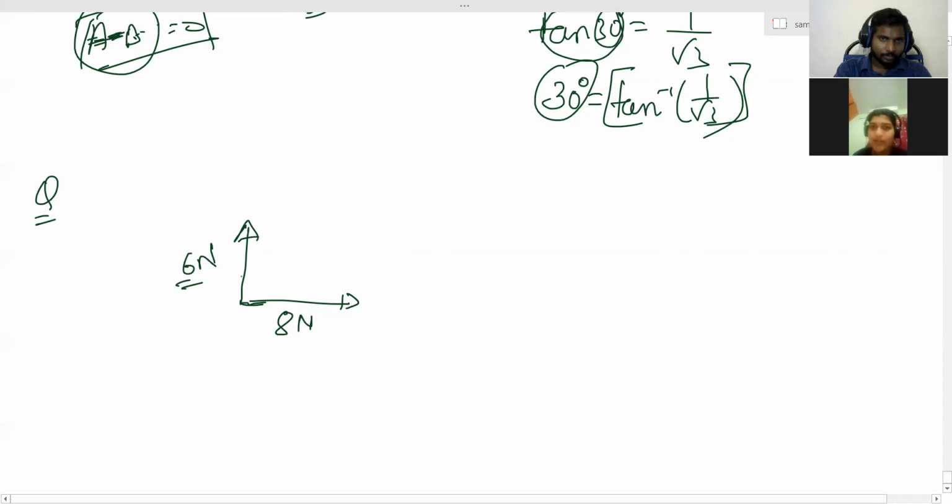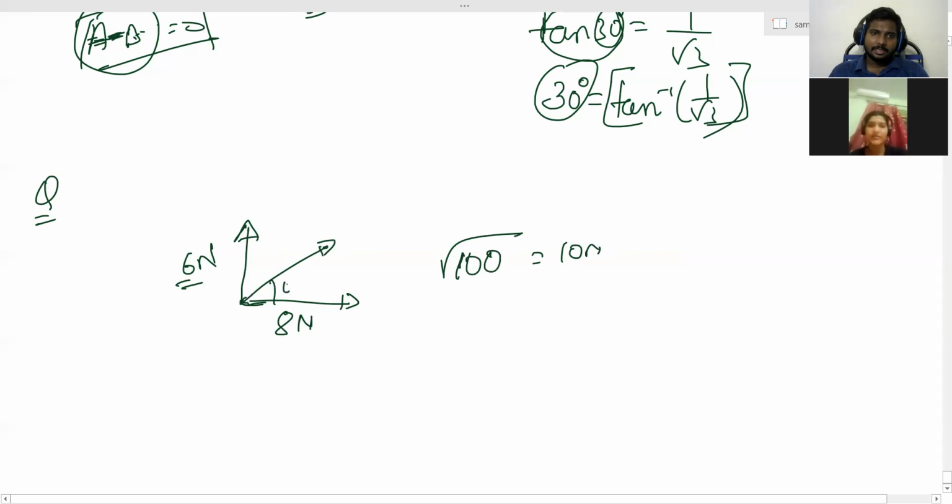Ten newtons. Yes. The resultant will be root over 8 square plus 6 square, that is 10 newtons. It's not the vector, it's the magnitude of the resultant vector. Which direction will it be going?